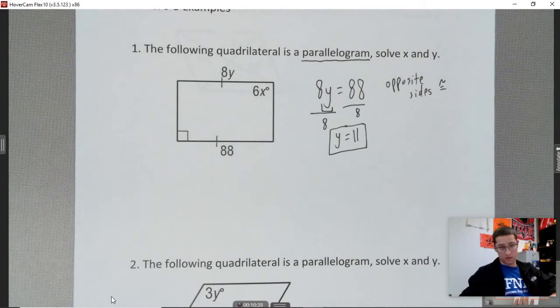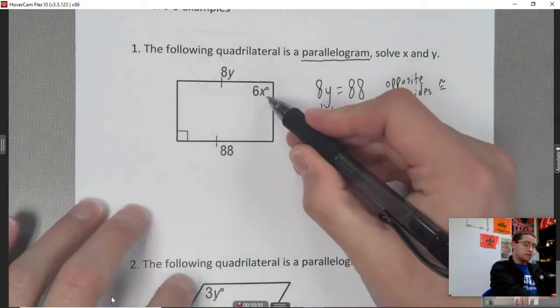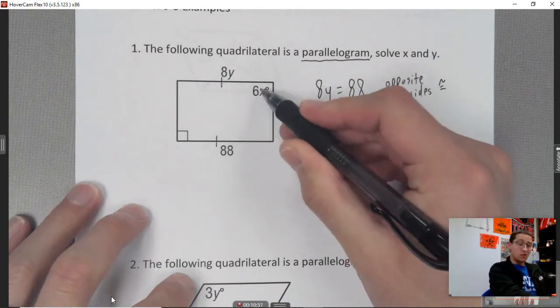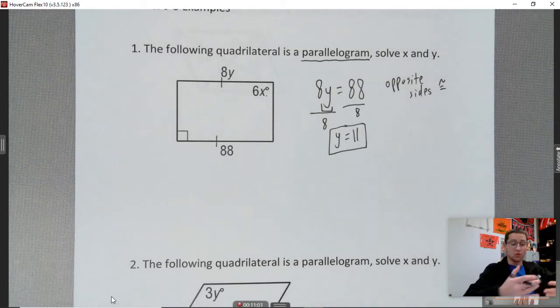Now maybe the algebra is more complicated, depending on the problem, but the property still applies, right? You've got opposite sides are congruent. Cool. That is y. So we also have to find x. Looking at x, here it is. It's an angle. So we've got to find a way to talk about the relationships with my angles in the parallelogram. So let's go ahead and look at it.